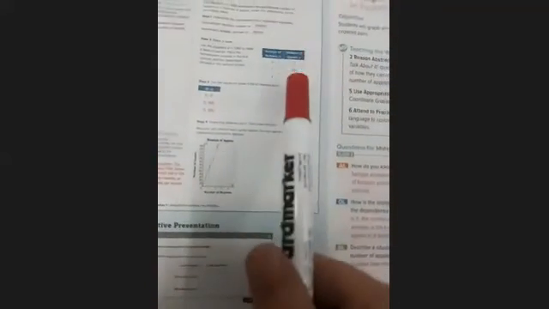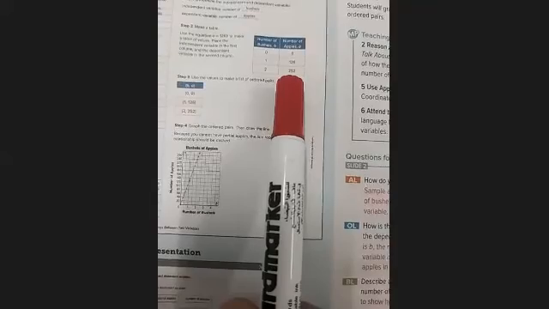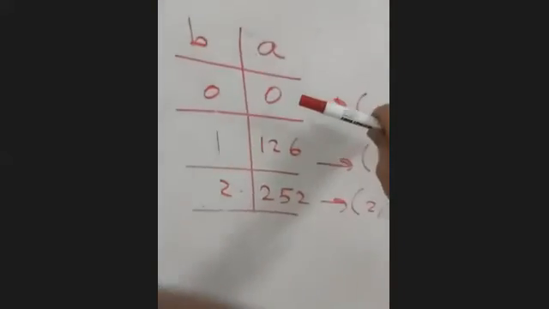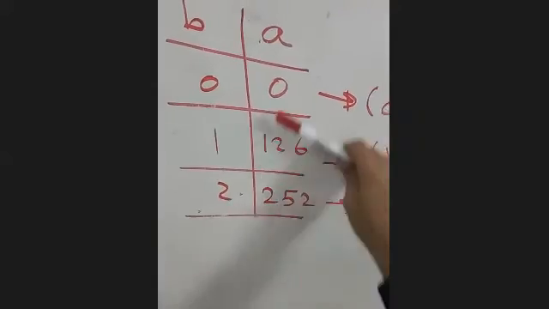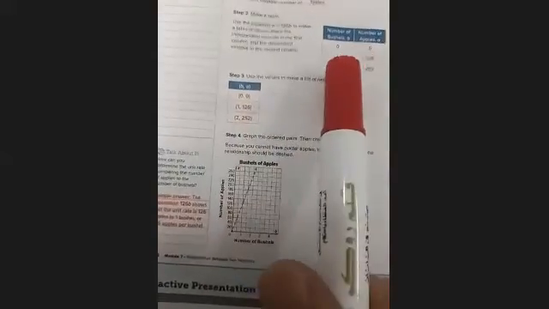Now, if you go to your book, look here, guys. Here you fill the table. Is it filled in your book or no? No, fill it, guys. It is 0, 126, 252. Now down here, the ordered pairs. Look and write, sorry. We have 0, 0, 1 with 126, and 2 with 252. Write them here. Bracket, comma between them. Don't forget that.